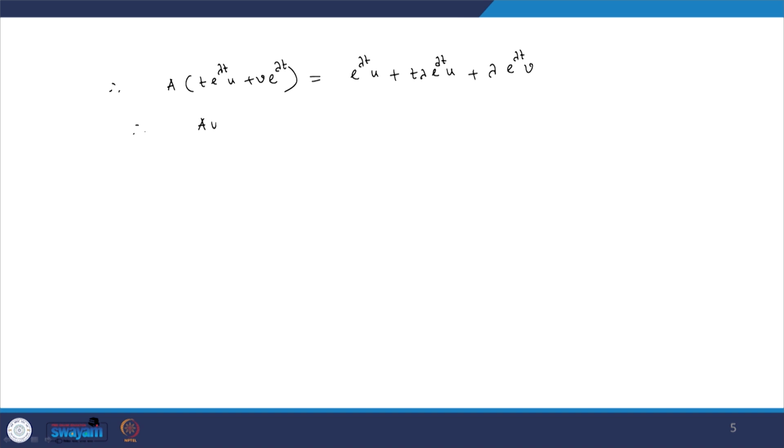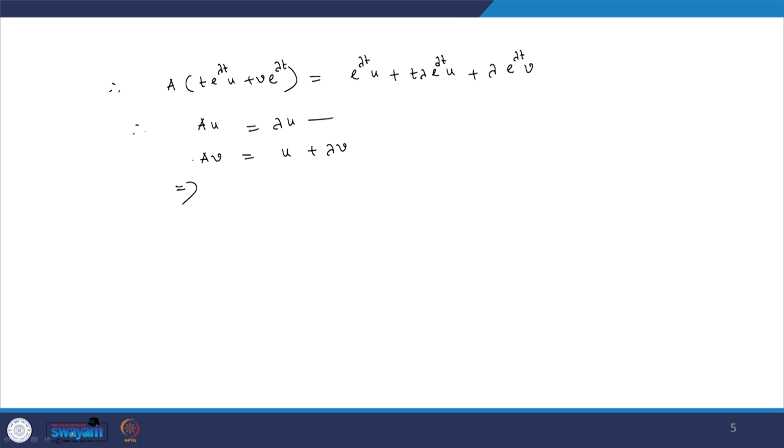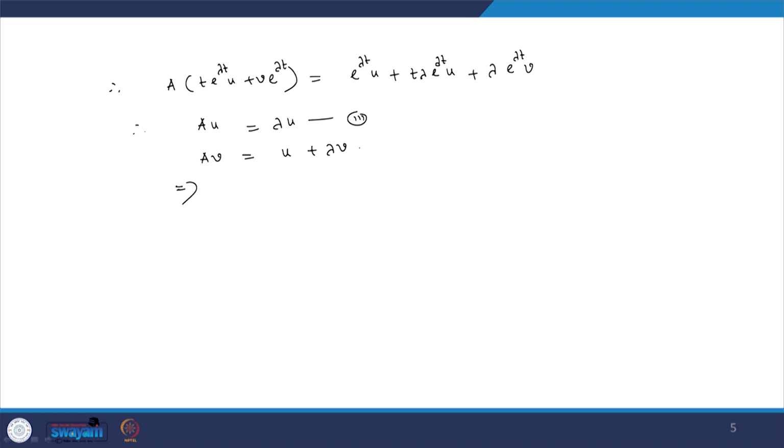Au equal to lambda u, this is one, and the other one I am getting, the coefficient of e to the power lambda t, as Av equal to u plus lambda v. So, this implies Au equal to lambda u. See, I told you that I have to consider u as the eigenvector u1. The justification is coming from this. So, let this be the third equation and this the fourth equation.